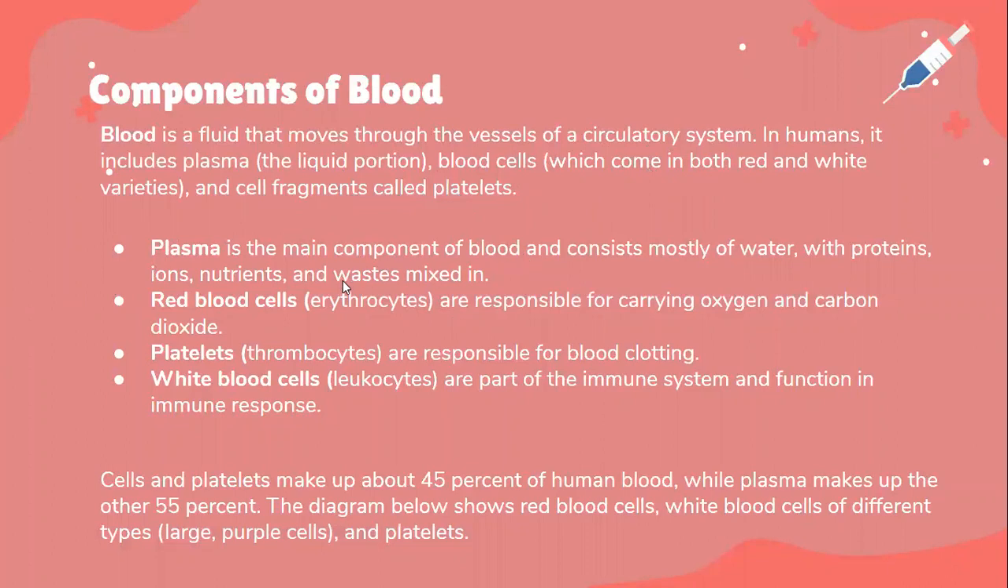I actually thought red blood cells made up most of blood, but it's actually plasma. It's a liquid mixture that consists mostly of water, and there are also some proteins, ions, nutrients, and waste. So it's a mix of a lot of things. Then we have red blood cells, also called erythrocytes, which are responsible for carrying oxygen and carbon dioxide.